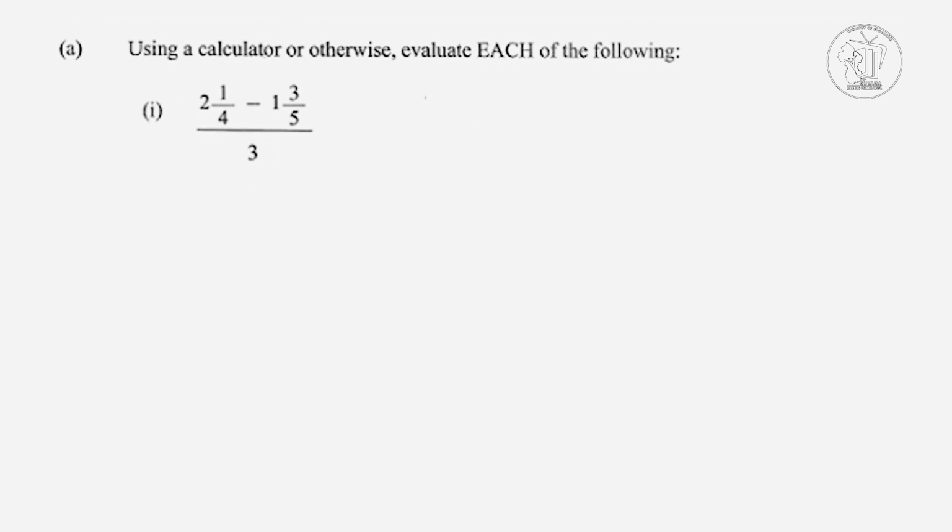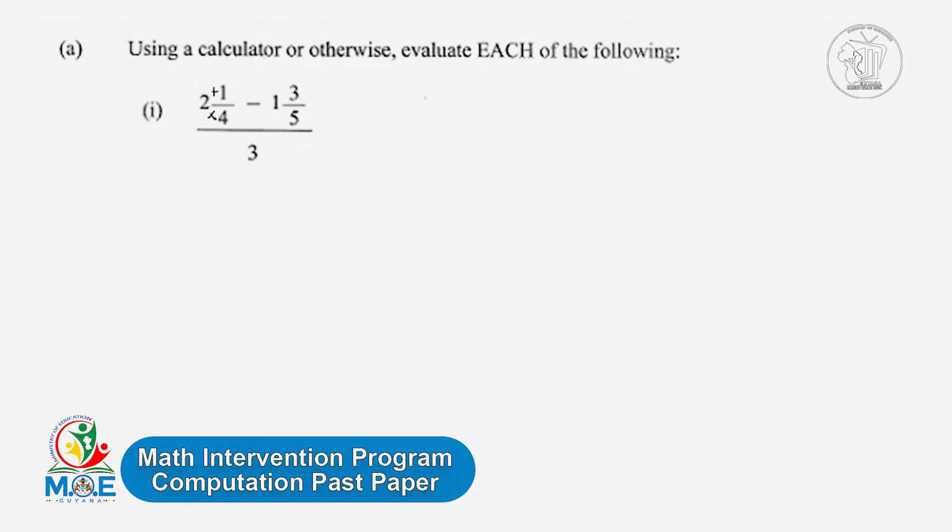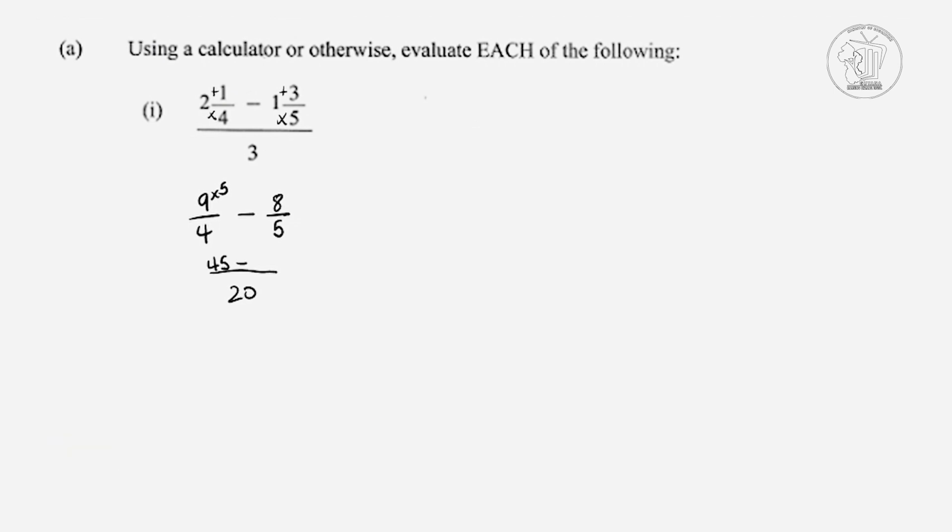We know we change all of the mixed fractions into improper, so we multiply and then add. So 4 times 2 is 8, 8 plus 1 is 9 over 4, subtract, multiply and then add. So 5 times 1 is 5, 5 plus 3 is 8, so 8 over 5. So we subtract this. The LCM of 4 and 5 will be 20. 20 divided by 4 is 5, we multiply that answer there. 9 times 5 is 45. Subtract, 20 divided by 5 is 4, we multiply that answer by the top there. 8 times 4 is 32. So 45 subtract 32 would give us 13 over 20.